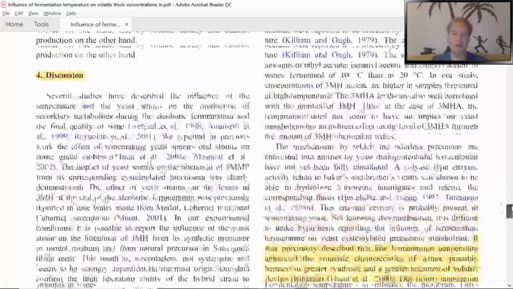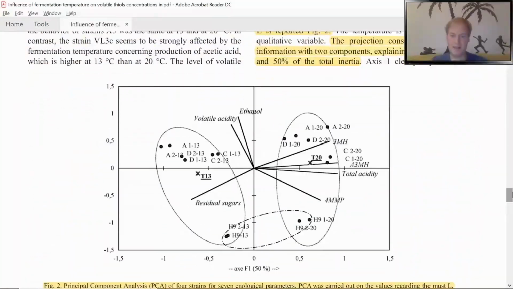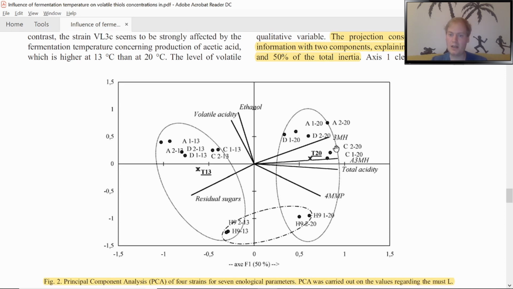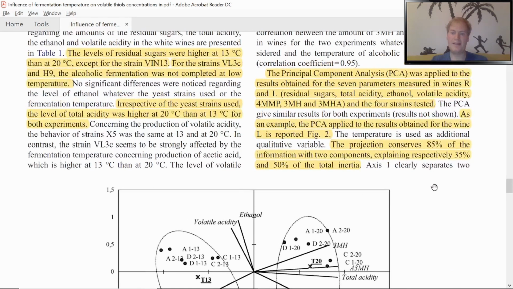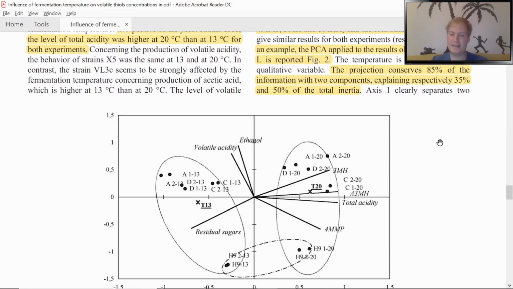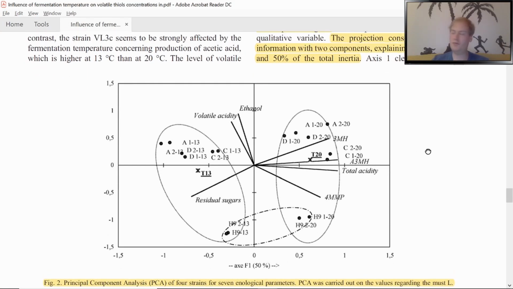So, very interesting study. What is our take-home message? Again, you see that here at 20 degrees we had a higher synthesis of these 3 major volatile aromatics, and also we end up with a higher total acidity, probably because at lower temperature we have a higher precipitation of tartaric acid. Then, does this automatically mean that our wines get better the higher the fermentation temperature is? Well, it depends on what you want to produce.